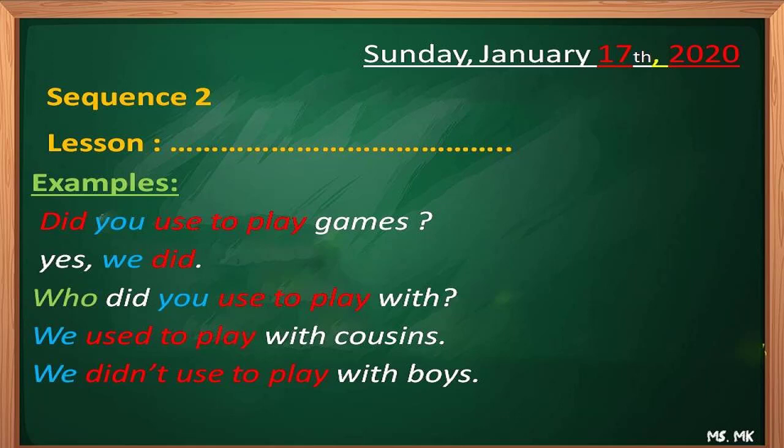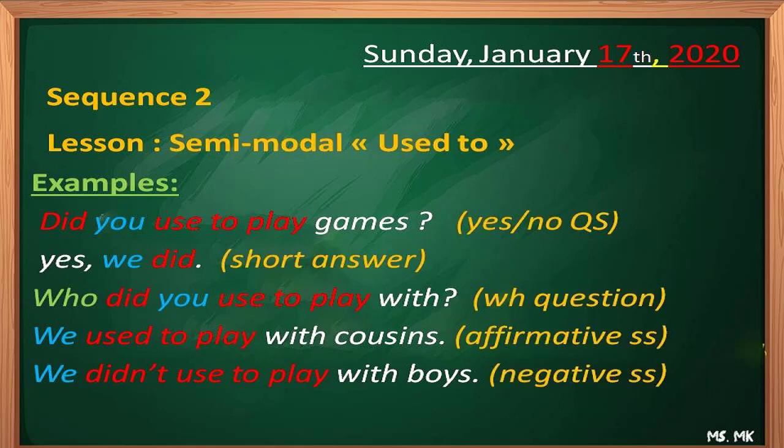And then you're going to ask them what is the title of today's lesson. You're going to write the title, and of course don't forget to mention that the first one is a yes or no question, that yes we did is a short answer, and you add no we didn't, to show them the negative form of short answers. You mention that who is a WH question.